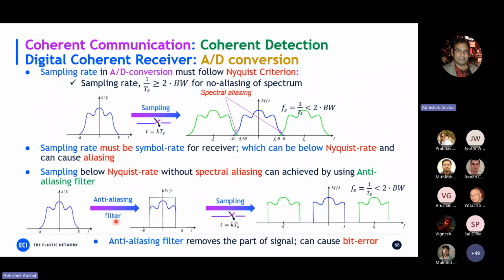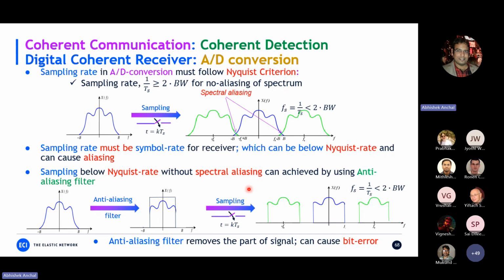We use something called an anti-aliasing filter. Where we have distortion, we chop it off with the anti-aliasing filter and then sample it, and then there is no aliasing. Of course, since we are chopping part of the signal, we are going to lose some information. So it's going to cause some sort of bit error, and these bit errors are always present.